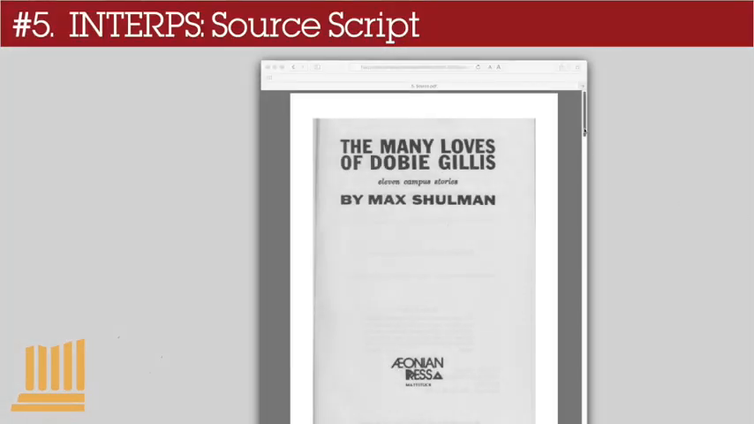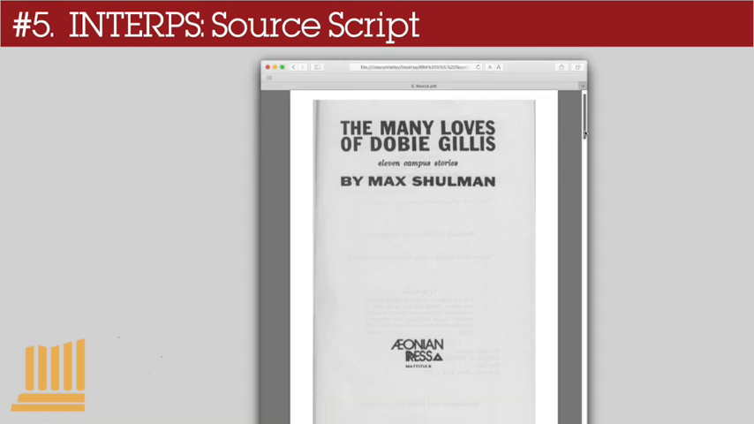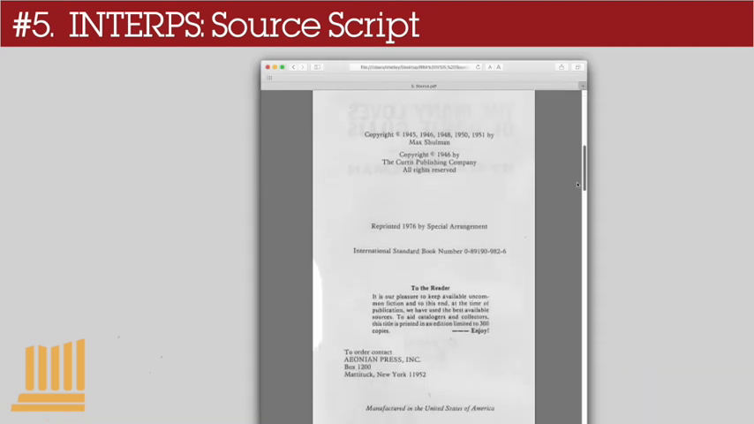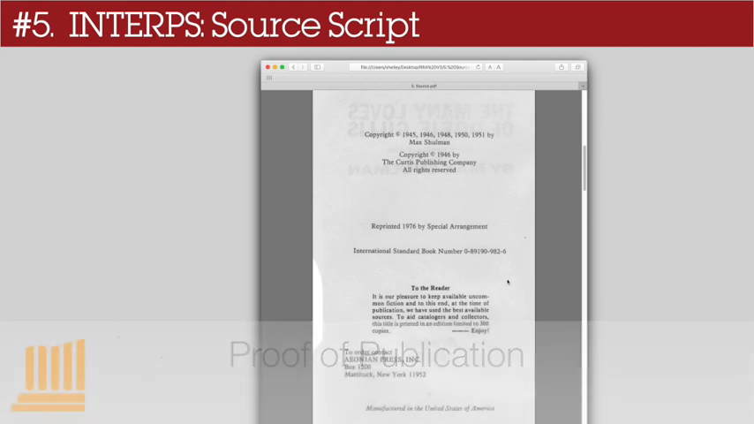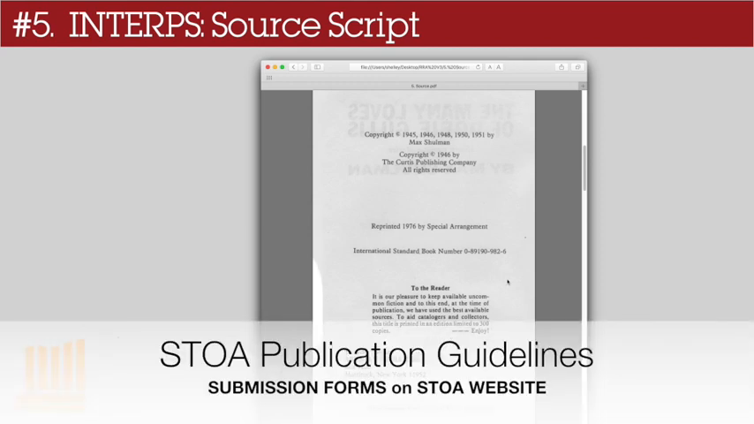Tip number 5, prepare the source script correctly. The original source is the book, play, anthology, etc. from which the piece is taken. Copy the title page first, then the copyright page. This shows proof of publication with an ISBN or other ID number. If you have trouble finding your source's ID number, read the Stoa Publication Guidelines. It's in the Submission Forms folder on the Stoa website.